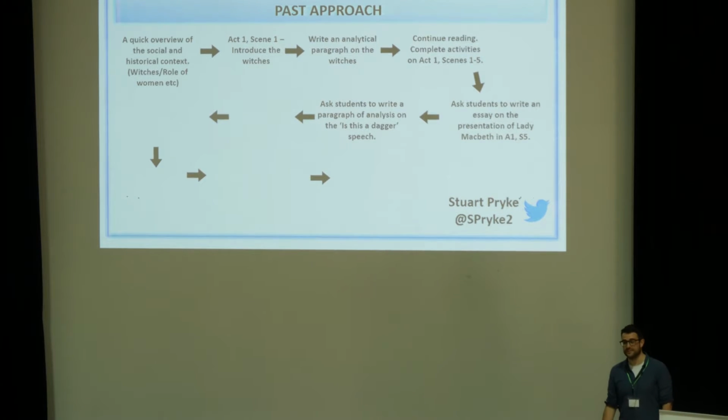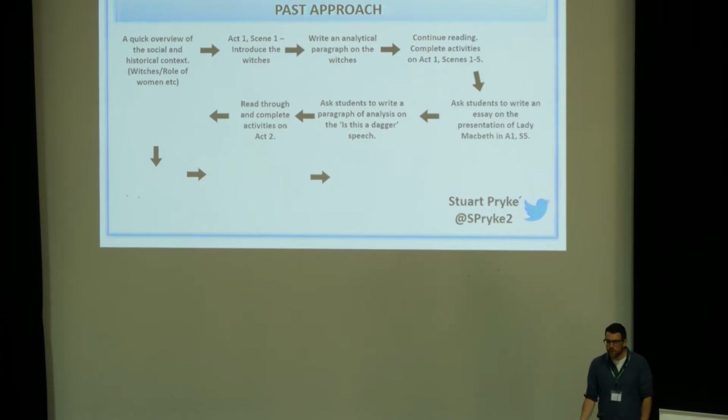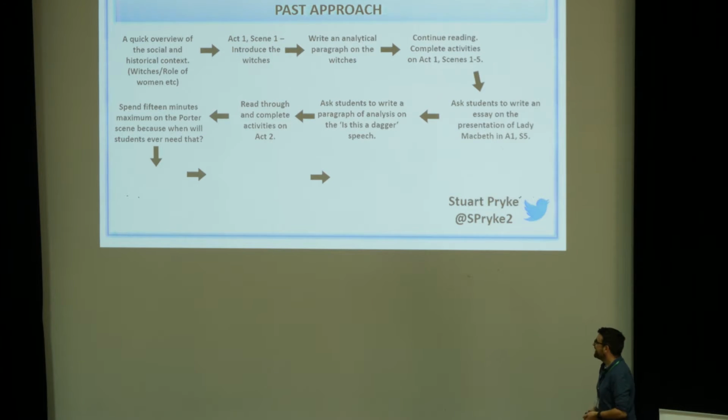We'd ask students to probably write a paragraph of analysis on the "Is this a dagger" speech as well, so they get that in their minds. We'd read through and complete activities on Act 2. We'd probably spend about 15 minutes on the porter scene, because students don't complete that. We then go on to study Act 3, Scene 1, and on it goes.